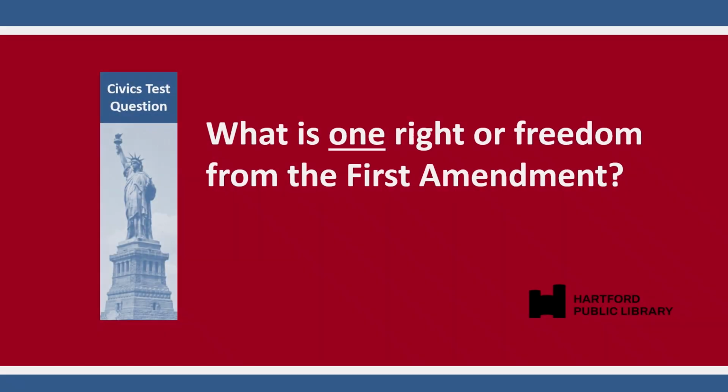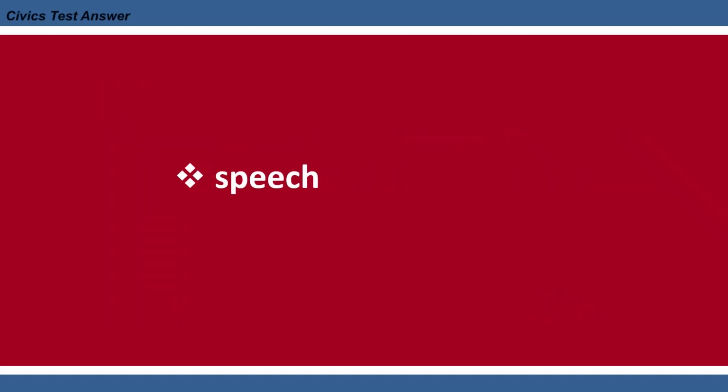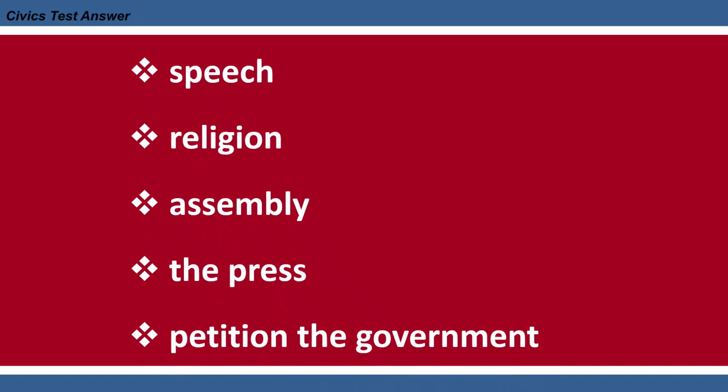Civics test question. What is one right or freedom from the First Amendment? Speech. One right mentioned in the First Amendment of the Constitution is the right to freedom of speech. Other rights in the First Amendment include freedom of religion, freedom of assembly, freedom of the press, and freedom to petition the government.